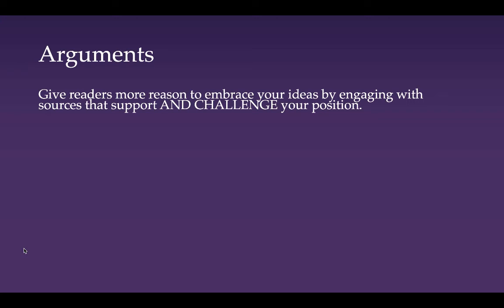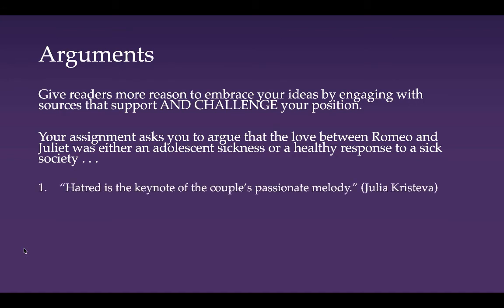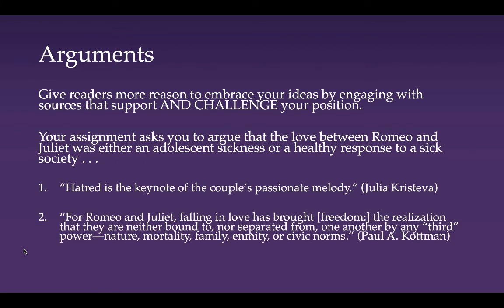If you were assigned, for instance, to argue that the love between Romeo and Juliet was either an adolescent sickness or a healthy response to a sick society, you would find support or challenge in these following two views. The first argues that a diseased hatred permeates their relationship, while the other asserts their love is a healthy expression of a freedom that can outlive death itself. One of them will help your argument, while the other allows you to acknowledge, disagree with, or even concede other views that could be right.